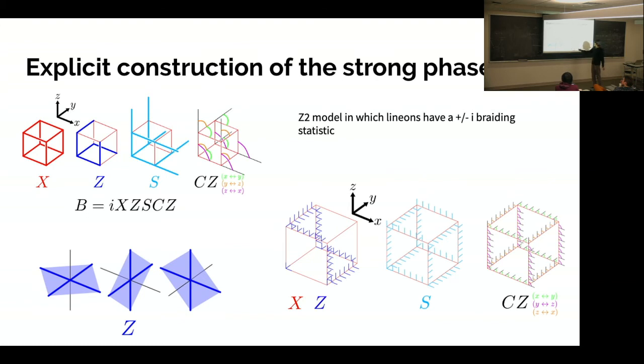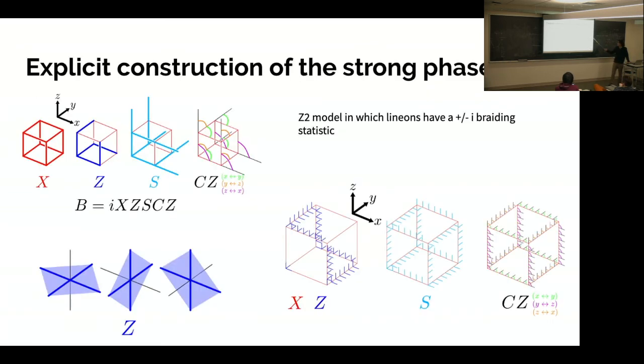You have this complicated looking term in your Hamiltonian. There's a B, which is a product of X's, Z's, S's, where S is the square root of Z, and controlled-Z's, as well as the usual Z terms from your X-cube. And so if you take a product of all of these in a huge cube, you end up with some wireframe operator that you can think of as making your line-ons. And you can easily check from this that lines in this model have an i braiding statistic.